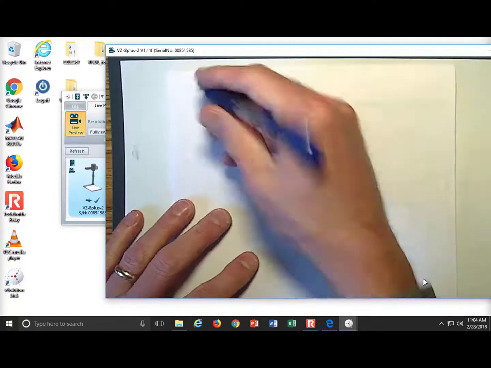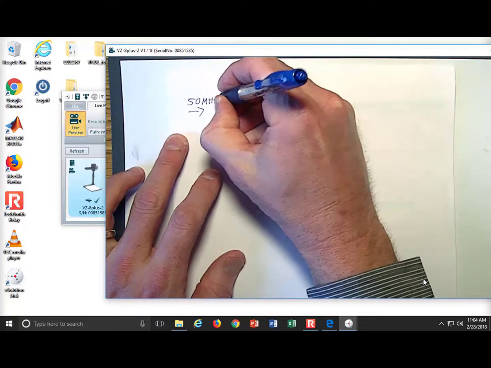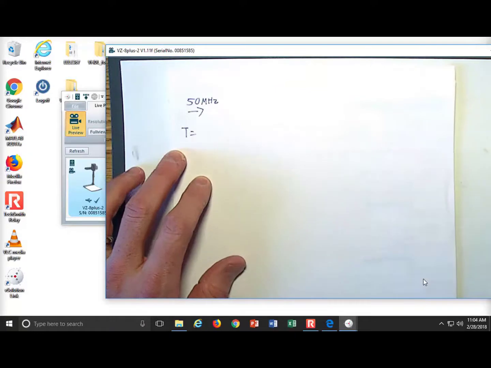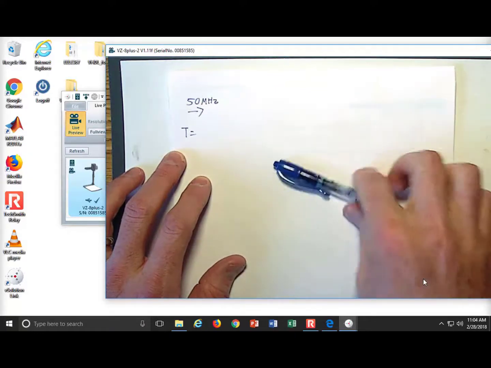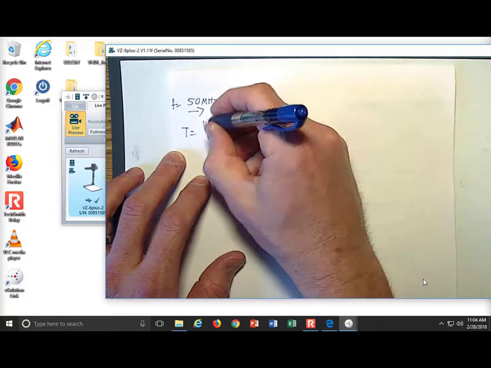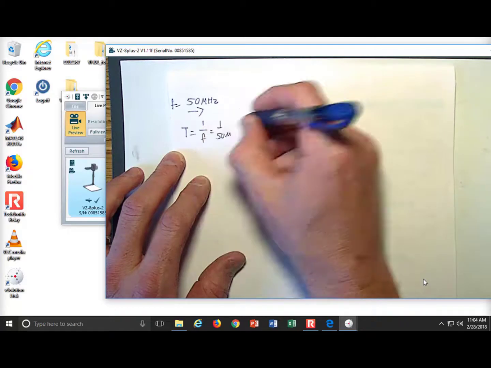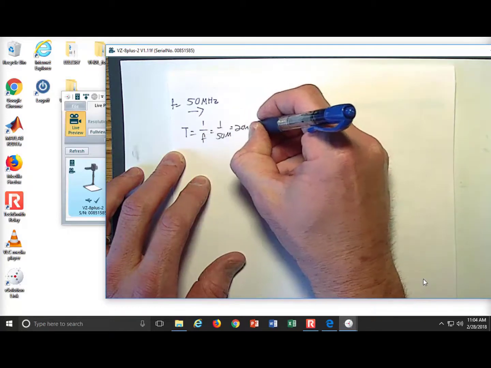We have a clock that comes into our system that is 50 megahertz. If you think about what the period of a clock is, it is 1 over the frequency. So this is the frequency of our square wave coming in, and the period of that is 1 over 50 megahertz, and it actually comes out to be 20 nanoseconds.